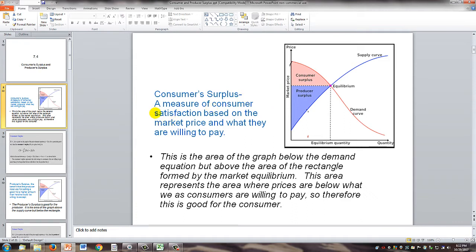What it is, it's a measure of consumer satisfaction based on the market price and what they are willing to pay. So this is the area of the graph below the demand curve but above the rectangle formed by the market equilibrium. This area represents where prices are below what we as consumers are willing to pay. So therefore this is good for the consumer. This red line is our demand curve. This is what we as consumers would be willing to pay, but the market price is right here. So the area above the market price is called the consumer surplus.